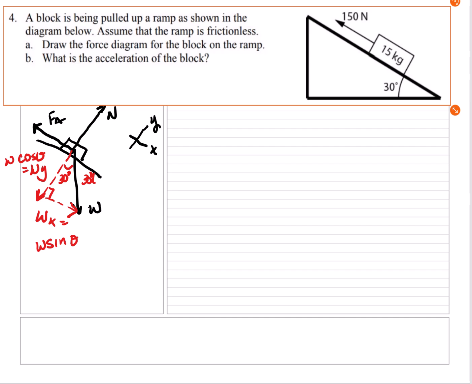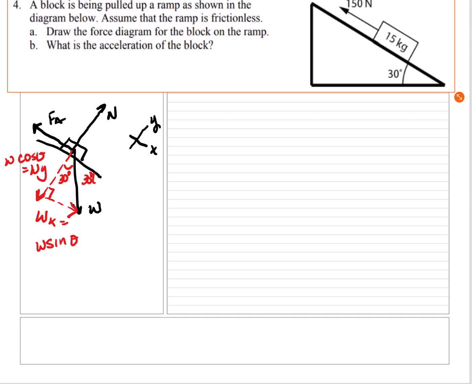Now I'm going to write a sum of fx and sum of fy. You really don't need the y equation here, but we're going to write it just for practice. Remember, the y is perpendicular to the surface, so the vectors that consist of the y is fy is going to be normal because it's going up, minus wy. This is equal to ma. This is equal to 0. And again, we don't need the fy equation, but we are just doing it for practice.